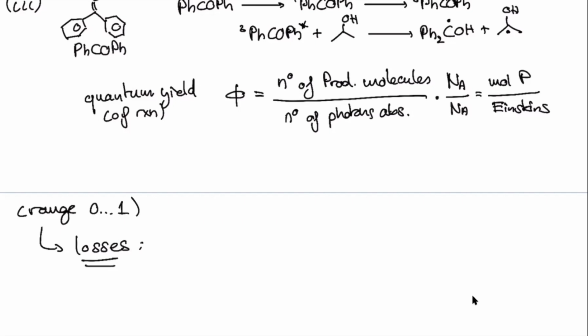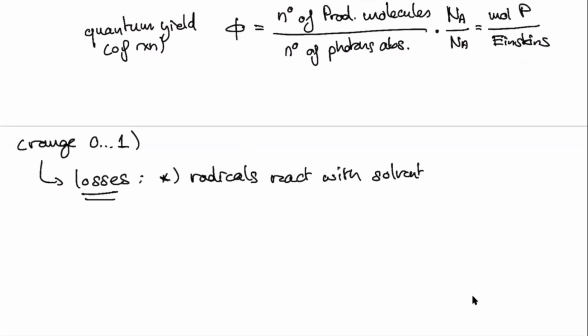Right, so for example, if you make radicals, they can often react with a solvent. So you did excite your molecule, it did split into two radicals, but you don't form any product from that radical reaction because your radicals are already scavenged by your solvent.